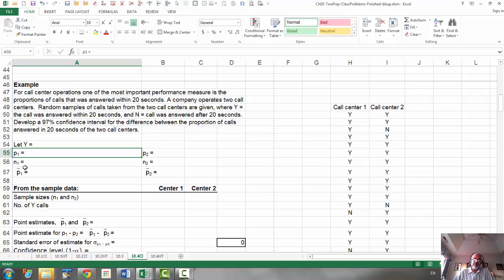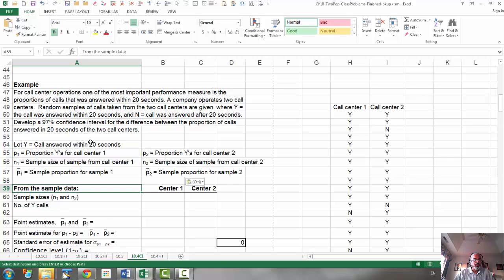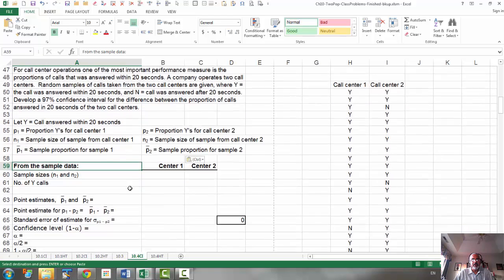And N sub 1 is the sample size for call center 1, N sub 2 the sample size for call center 2. Then P bar sub 1 and P bar sub 2 are the sample proportions of calls answered within 20 seconds. So let's define all of those. Okay, so what is Y? P sub 1 for the two call centers, N sub N for the two call centers, and P bar.